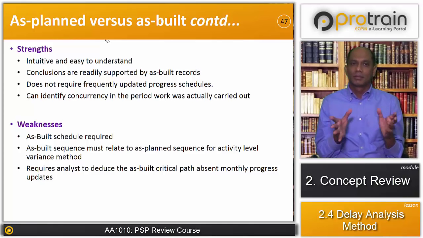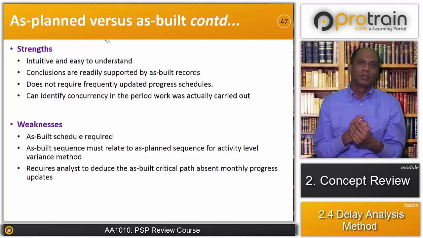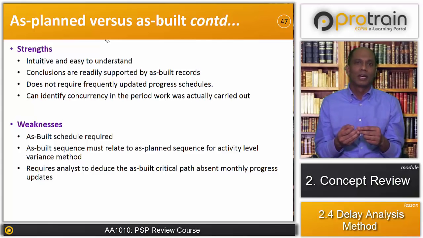A strength is that it is intuitive and easy to understand what was planned and what is actual. Conclusions are readily supported by as-built records. It does not require frequently updated progress schedules, because you can take an updated project schedule at the end of the project and do the comparison. It can identify concurrency in the period the work was actually carried out, because you are analyzing the contractor's and employer's delay together. Therefore, you can identify the concurrency in the period it is carried out.